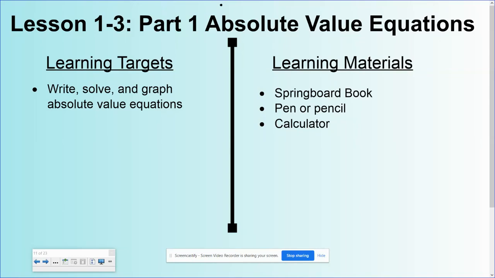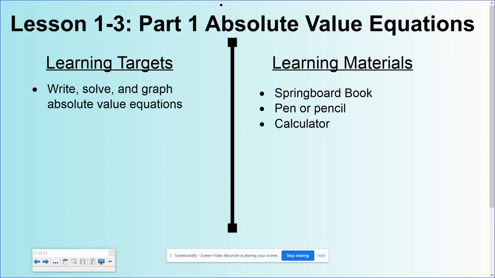All right, guys, here we are with lesson 1-3, part 1, absolute value equations. So 1-3, we're breaking into two parts because it deals with absolute value equations. And then later in the section, it has absolute value inequalities. So we're breaking it up into the two types of problems to make it a little easier for us. So our targets today, we're going to write, solve, and graph absolute value equations.